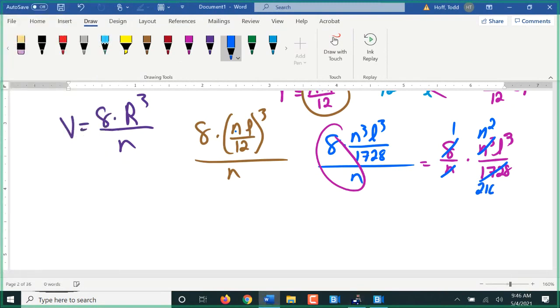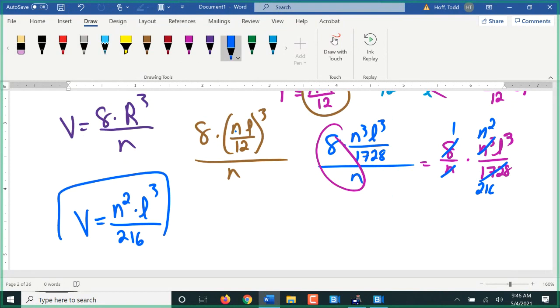So what we have here is that the volume equals N squared, the slope of the main roof squared, times the length of that ridge cubed, over 216.